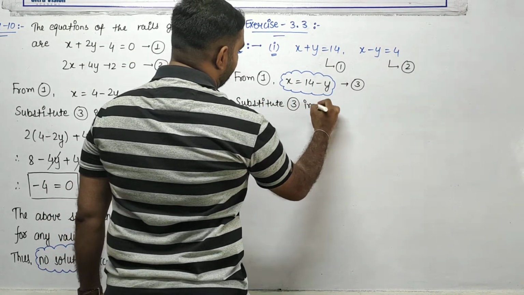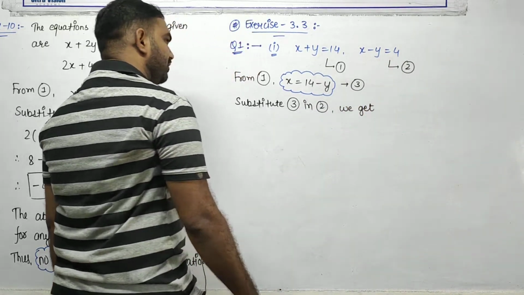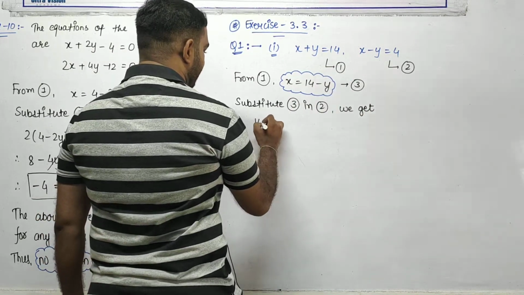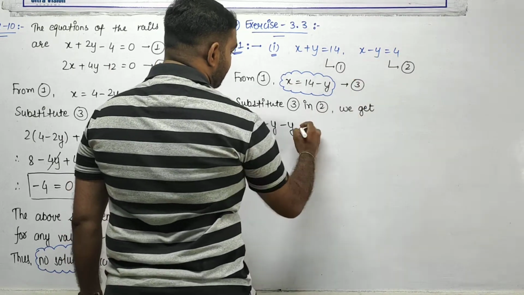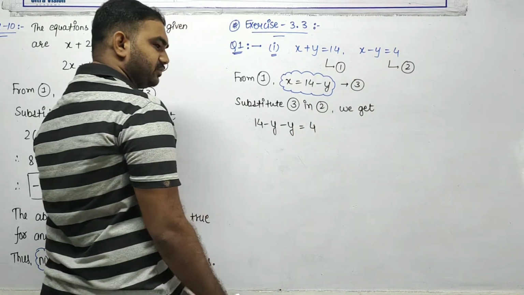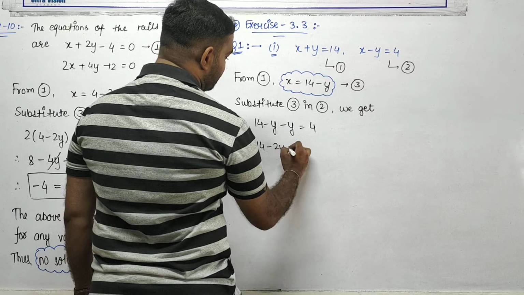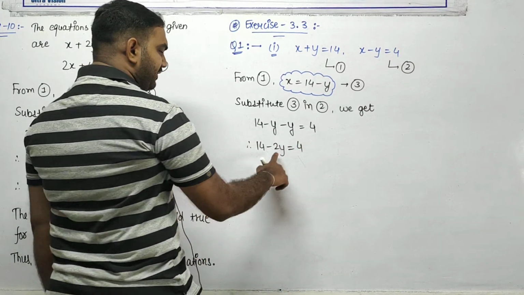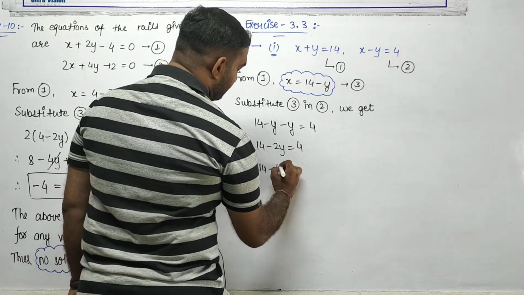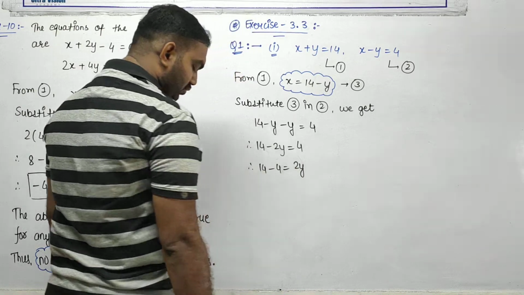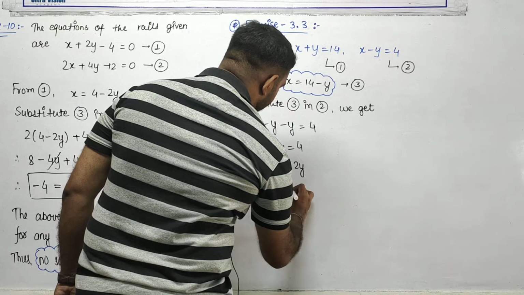Substitute result 3 into equation 2. What shall we get? Let us see. In place of x, put 40 minus y, and the minus y stays, which is equal to 4. Minus y minus y gives minus 2y, so 40 minus 2y equals 4. We take minus 2y to the other side and 4 to the left side, so that becomes 40 minus 4 equals 2y. What is 40 minus 4? We get 10. 10 is equal to 2y.